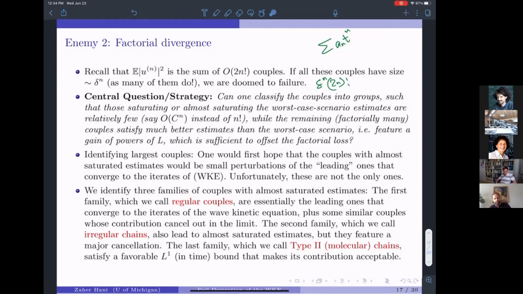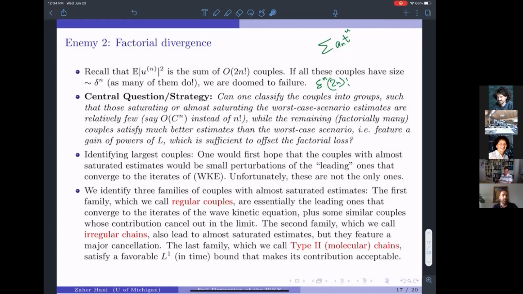So one would hope that those couples with almost saturated estimates would be small perturbations of the leading ones that converge to the wave kinetic equation. And unfortunately, these are not the only ones. In fact, there are three families of couples with almost saturated estimates. The first one is what we call regular couples, and those are the ones that you can fashion easily, the ones that you guess at first.